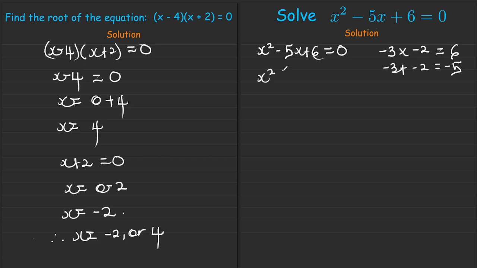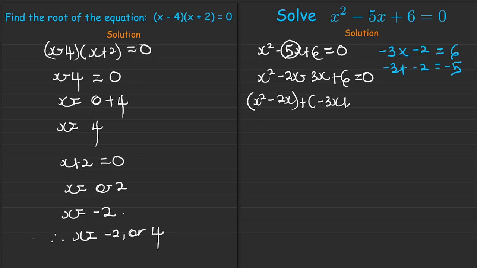Hence, we have x squared. Then instead of negative 5, we are going to rewrite it as negative 2x minus 3x and then plus 6 equals 0. You see that? So with that, let's proceed. We now do our own factorization. Using the method of grouping, we pick x squared minus 2x, then put it in one bracket, then plus negative 3x plus 6, also in one bracket for 0.